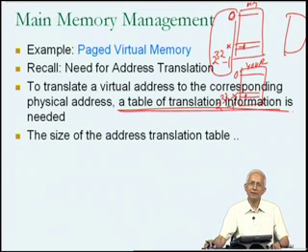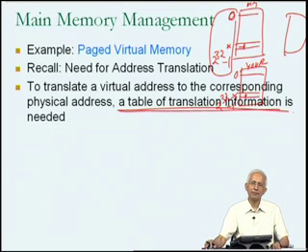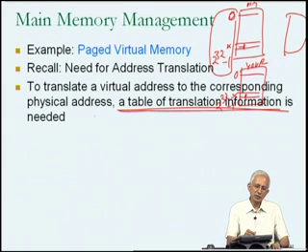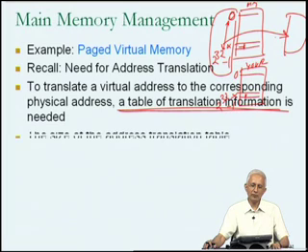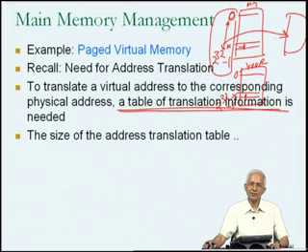What will this table contain? This table will contain, for each address in the range 0 to 2 power 32 minus 1, the corresponding address in main memory to which the translation is to be done. Okay, now this of course raises an issue, and that is the issue of the size of the address translation table.